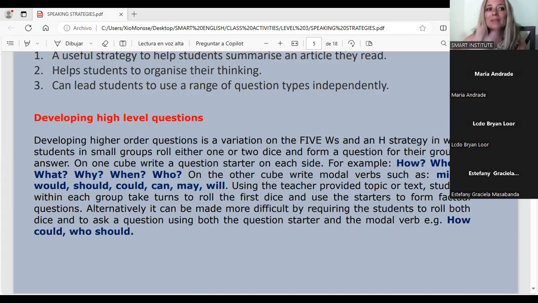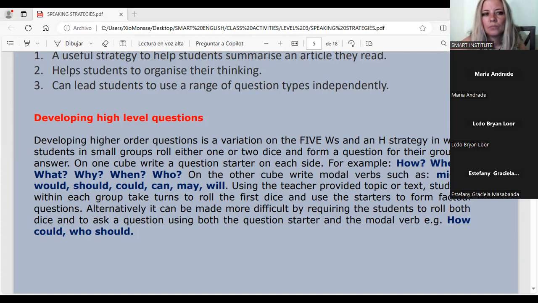Continue the reading. This is the same game, but you can do this with teenagers with intermediate or high levels. Developing high level questions is a variation of the 5Ws and H strategy in which students in a small group roll either one or two dice and form a question for the group to answer.